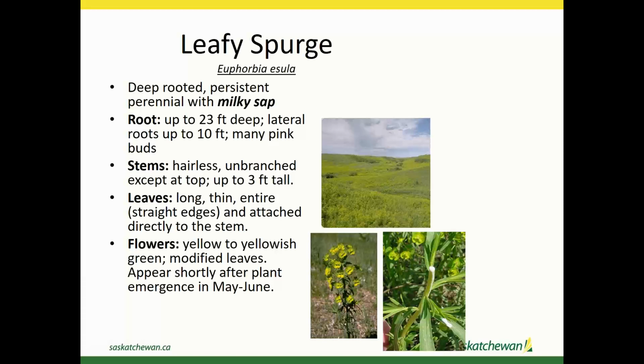So if we look at the little flower in the bottom left-hand corner there, those dots in the center of the color are actually the flowers. They're a 3-lobed flower, and then once they produce seed, they'll spit those seeds up to 20 feet from the parent plant. Flowers will start to appear shortly after the plant emerges in May and June. So it's one of the first plants to turn yellow in the growing season. And so that's another way to identify it and pick it out in the landscape.